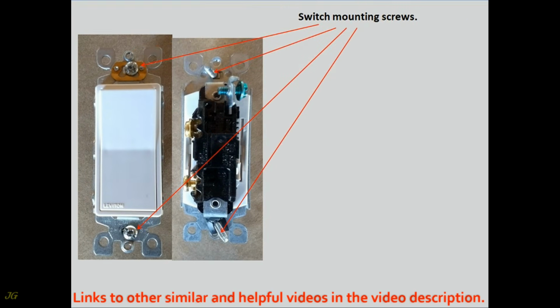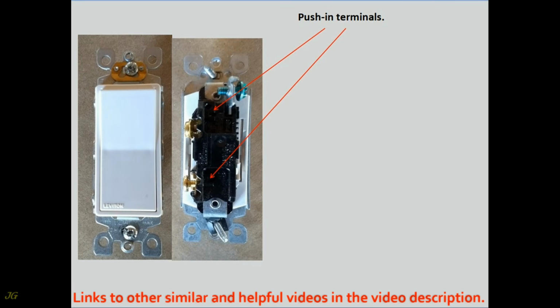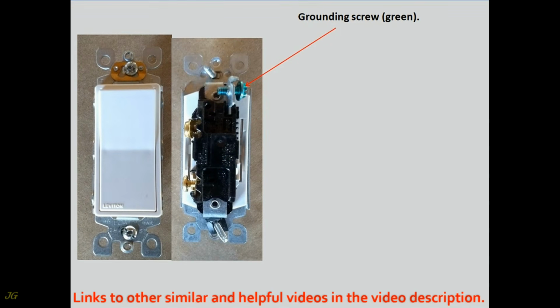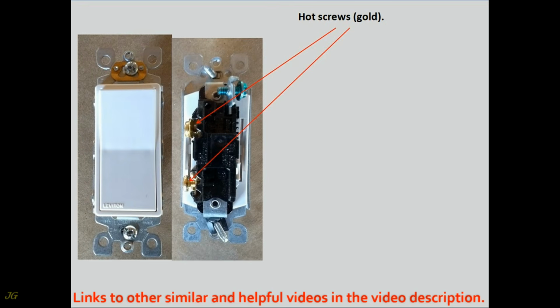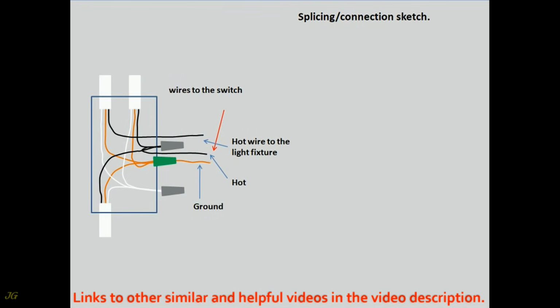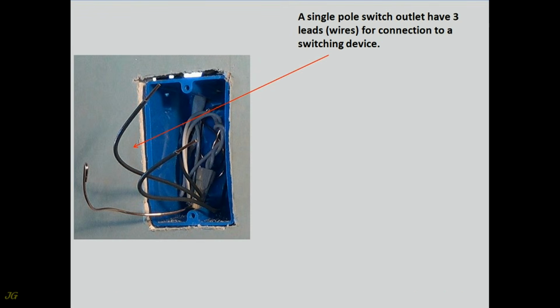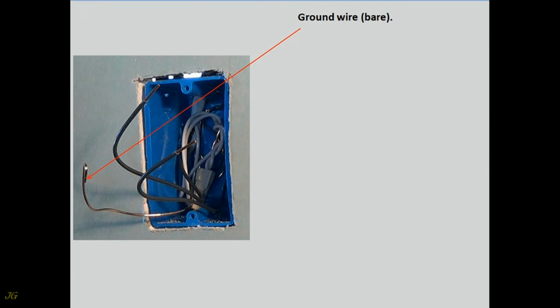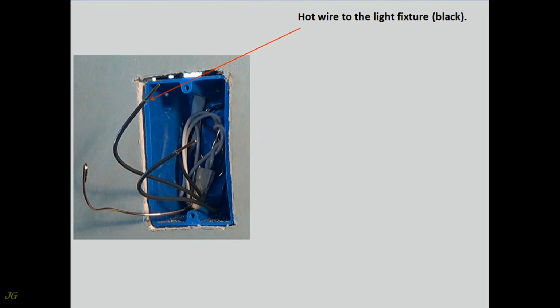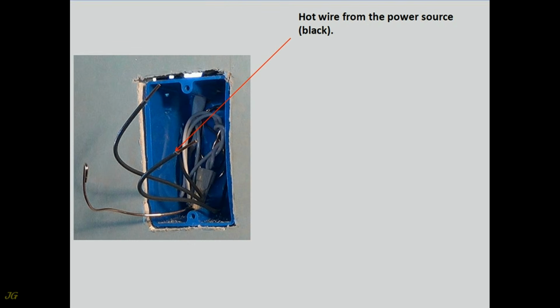Switch mounting screws. Push-in terminals. Grounding screw, green. Hot screws, gold. Splicing, connection sketch. A single pole switch outlet has 3 leads, wires, for connection to a switching device. Ground wire, bare. Hot wire to the light fixture, black. Hot wire from the power source, black.